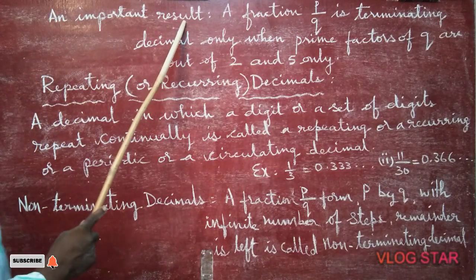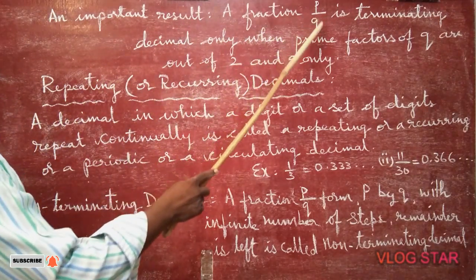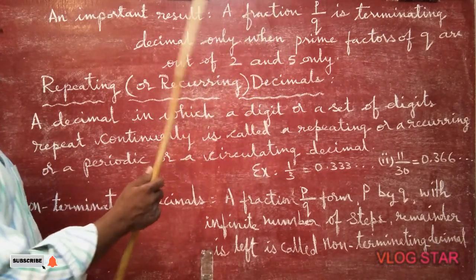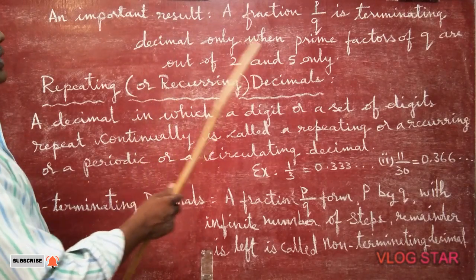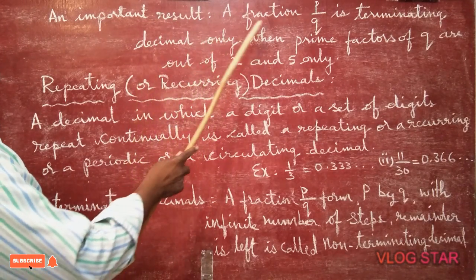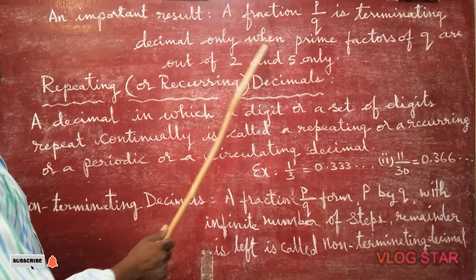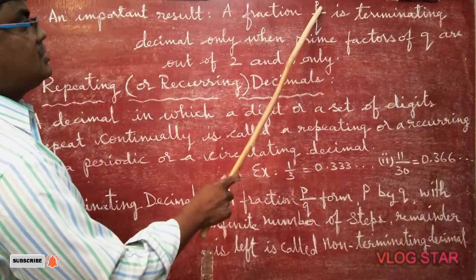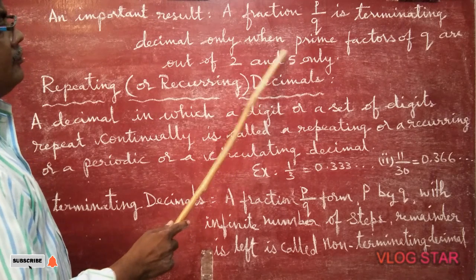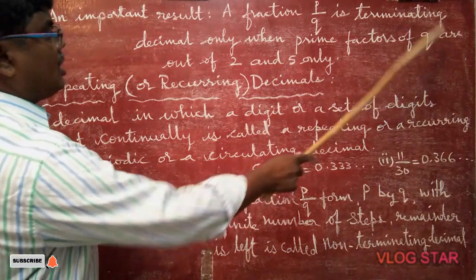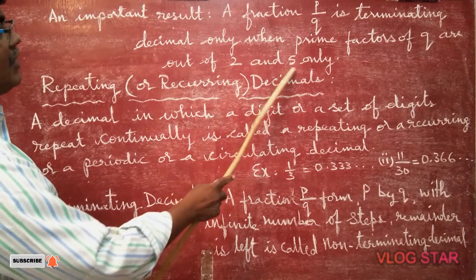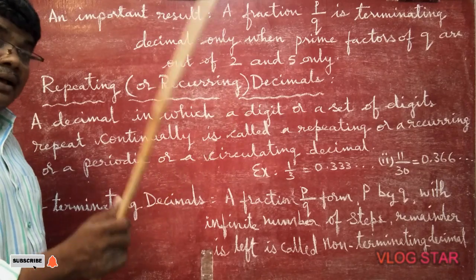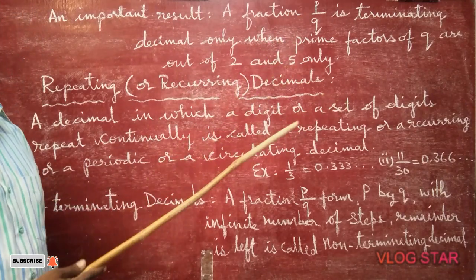An important note, or an important result. To know whether a fraction P by Q is terminating or non-terminating, here is the note: a fraction P by Q is a terminating decimal only when the prime factors of Q are 2 and 5 only. What is Q? Denominator. P is numerator, Q is denominator. Other than 2 and 5, if any other prime number comes, it will be non-terminating.